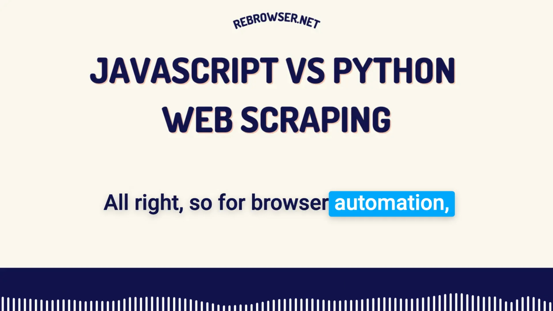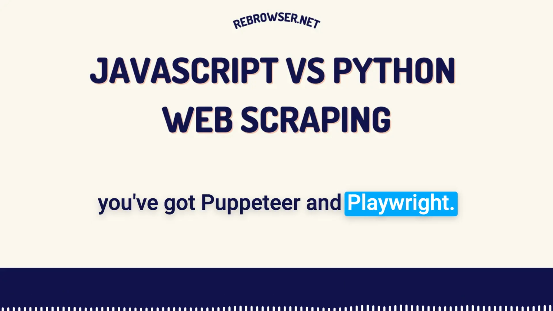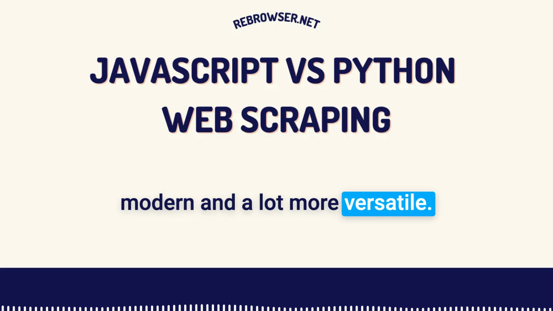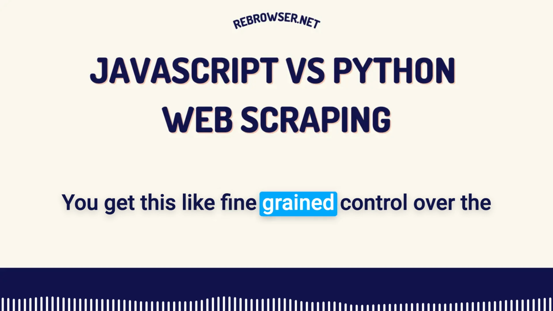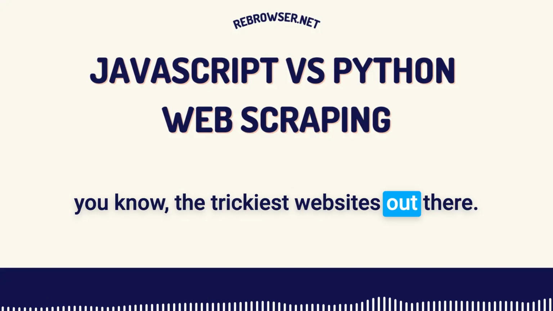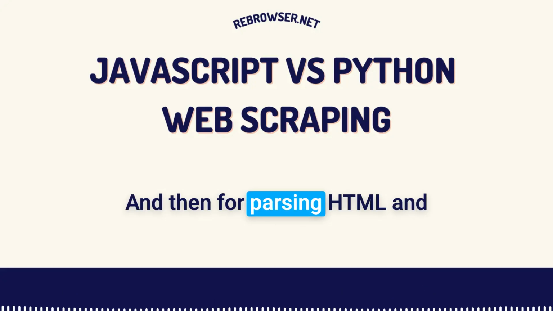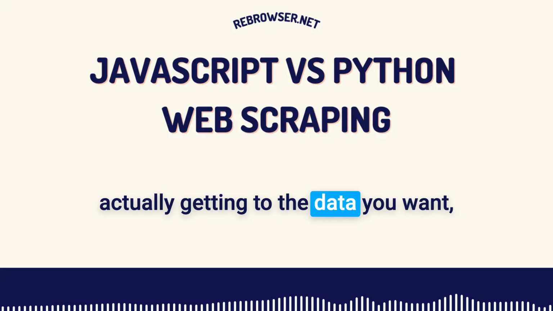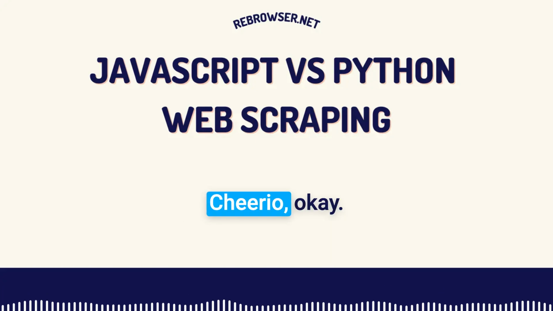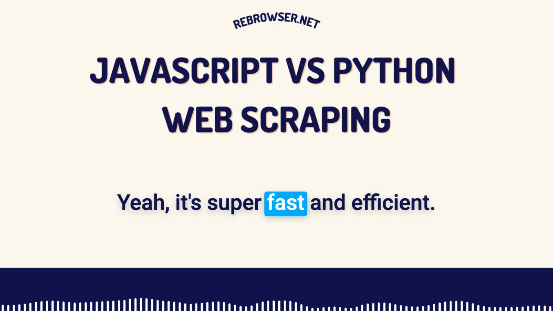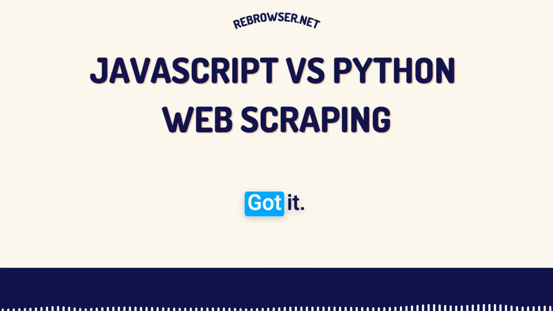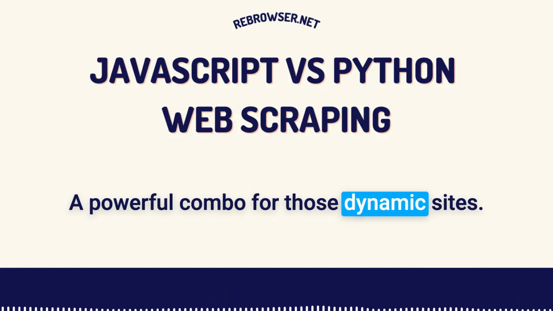All right, so for browser automation, you've got Puppeteer and Playwright. They're kind of like Selenium, but most people consider them more modern and a lot more versatile. You get this fine-grained control over the browser, so you can handle even the trickiest websites out there. And then for parsing HTML and actually getting to the data you want, Cheerio is your go-to tool in JavaScript. Cheerio, okay. Yeah, it's super fast and efficient. Kind of like Beautiful Soup's JavaScript cousin, if you will. Got it. A powerful combo for those dynamic sites.